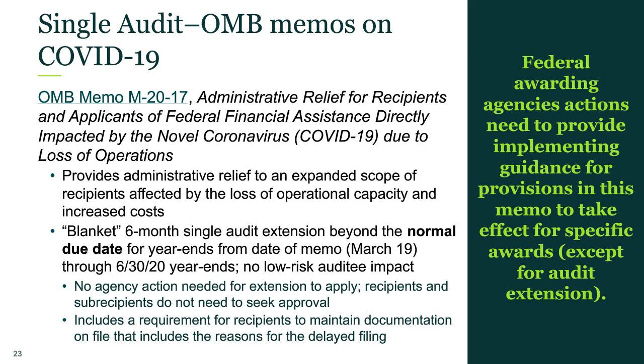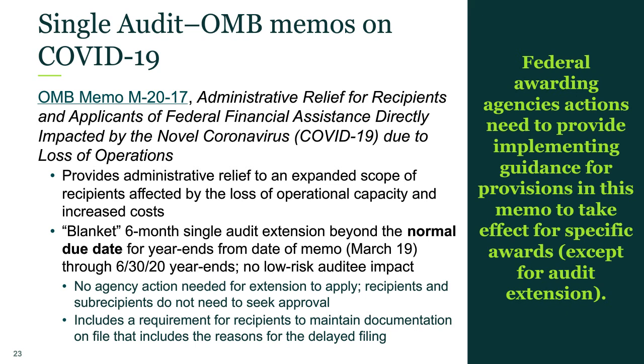auditee. No agency action is actually needed for this extension to apply. Recipients and subrecipients do not need to seek approval. However, there is a requirement for recipients to maintain the documentation on file that includes the reasons for the delayed filing and support the recipient was affected by the loss of operational capacity and increased costs as a result of COVID-19. Federal awarding agency actions need to provide implementing guidance for the provisions in this memo to take effect for specific awards, except for the audit extension. We'll go over some examples on the next slide.